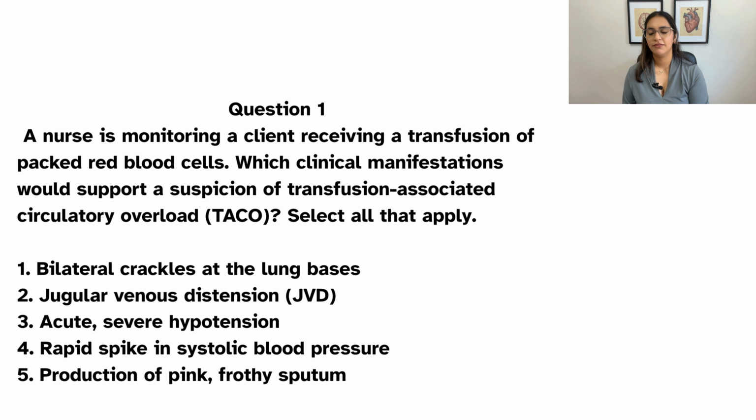Option number 3, we have acute severe hypertension. Now this is a trap, the NCLEX trap, you can say. This is where the students are going to lose their marks. Now, what happens in TACO? It's causing a fluid overload, which actually increases the pressure, but that increasing pressure is contradictory with hypertension. So you're not going to see hypertension. Hypertension happens when patients are going in shock, not in TACO, because in TACO we have an overload. So leave this option alone. We don't have to pick this one.